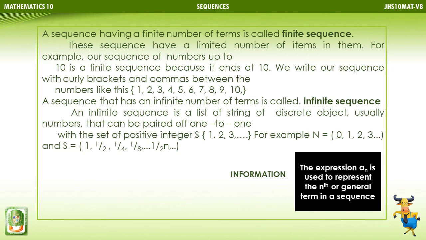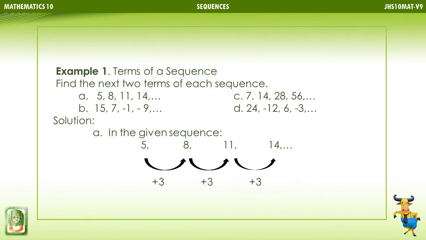Example 1. Terms of a sequence. Find the next two terms of each sequence. A: 5, 8, 11, 14, and so on. B: 15, 7, -1, -9, and so on. C: 7, 14, 28, 56, and so on. D: 24, -12, 6, -3, and so on.